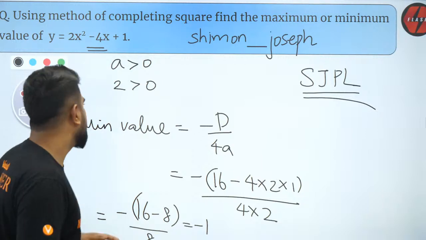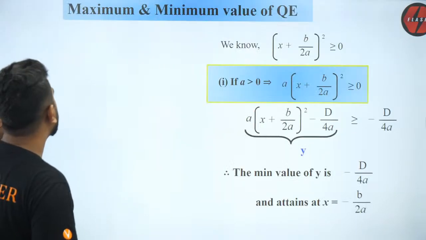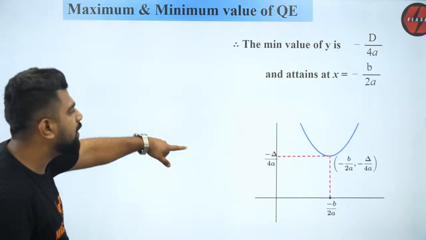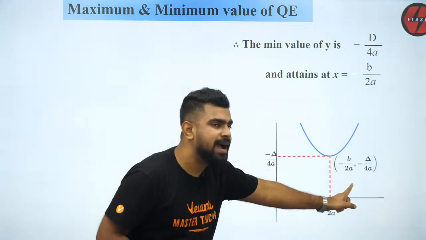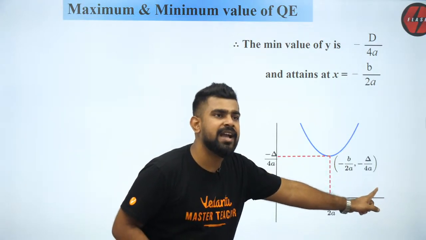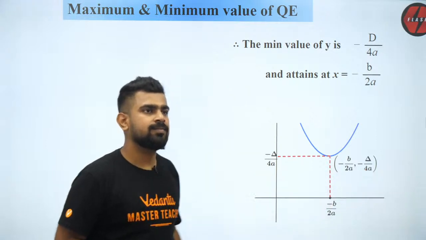So now moving on. Let me show you the homework question. Guys, these are the formulas. Like I said, minus b by 2a, comma, minus d by 4a.